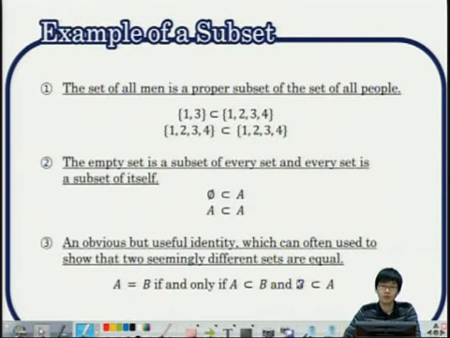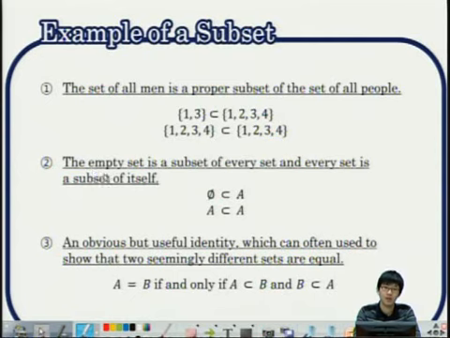So, example of a subset. A set of all men is a proper subset of the set of all people. This is obvious because all of the people can be divided into two groups, which are men and women. And these two are subsets of all people, right? Because all members of men are members of people. I am a man, but I am also a person, right? So, this is easy for you to understand.